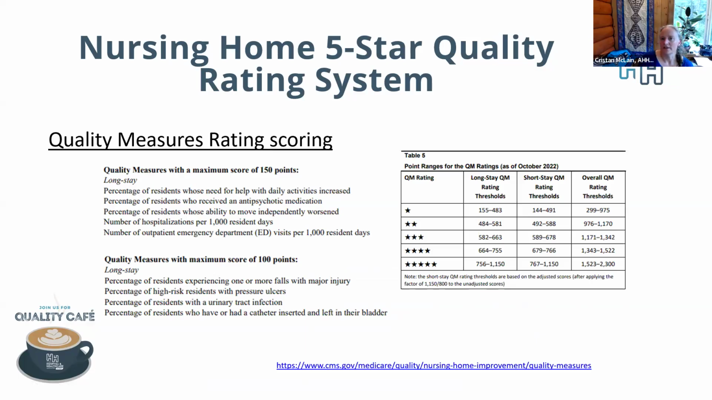For the scoring rules for the individual quality measures, 2 different sets of weights are used, just like before. So things are scored on 150 points or 100 points. I put a list for long stay here of the quality measures with a maximum of 150 points, and then the quality measures for 100 points are listed there. So some of them are weighted more than others. There are a few reasons they did it that way. Some of them are measures that you can affect more than others.